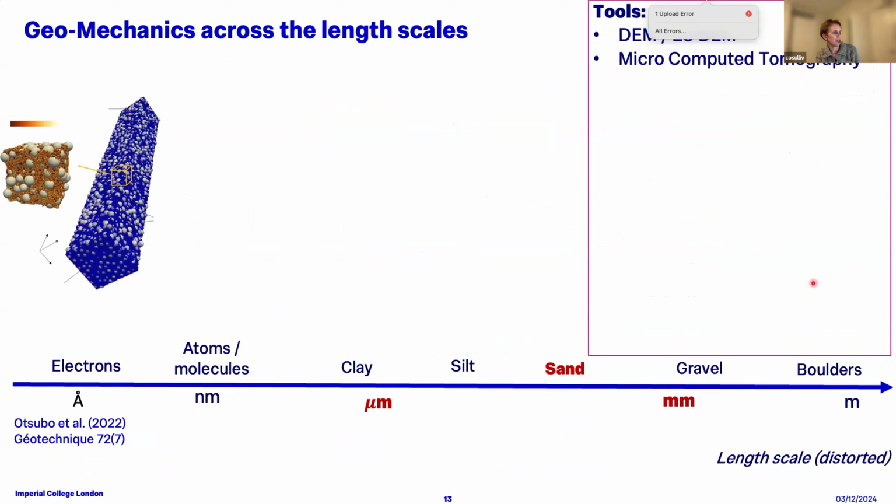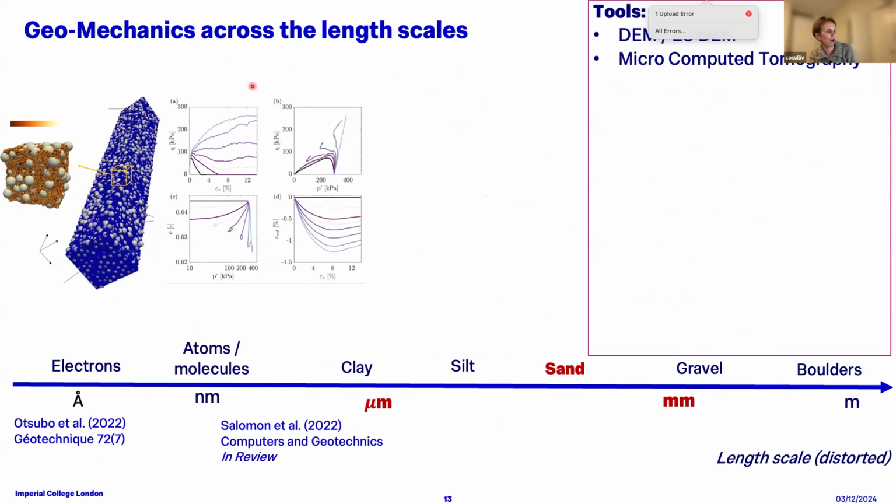Moving up to sand, that's where the bulk of my career has been. We can use DEM or microcomputed tomography. So this is a DEM sample from work by Masahide Otsubo and Tom Shire, and they were trying to develop new experimental techniques to look at how much stress fine particles are transmitting in a gap-graded material. This is some ongoing work from my current PhD student, Jose Salomon, who's looking at how we transition from a fully undrained behavior in the black lines to a completely drained behavior.